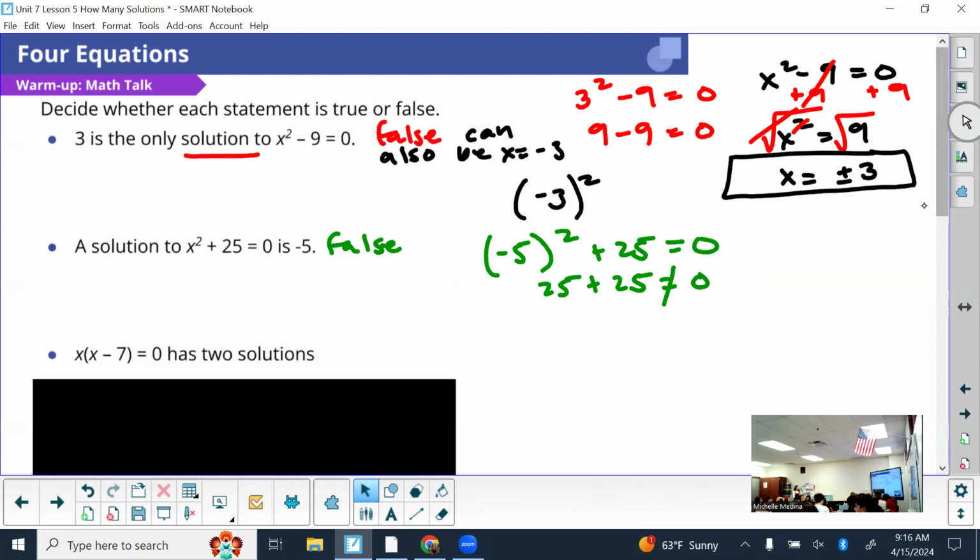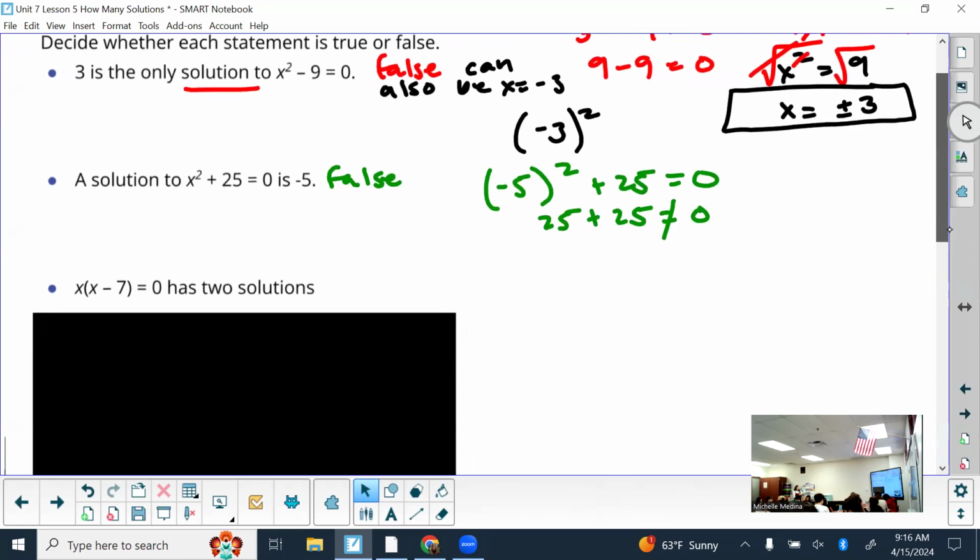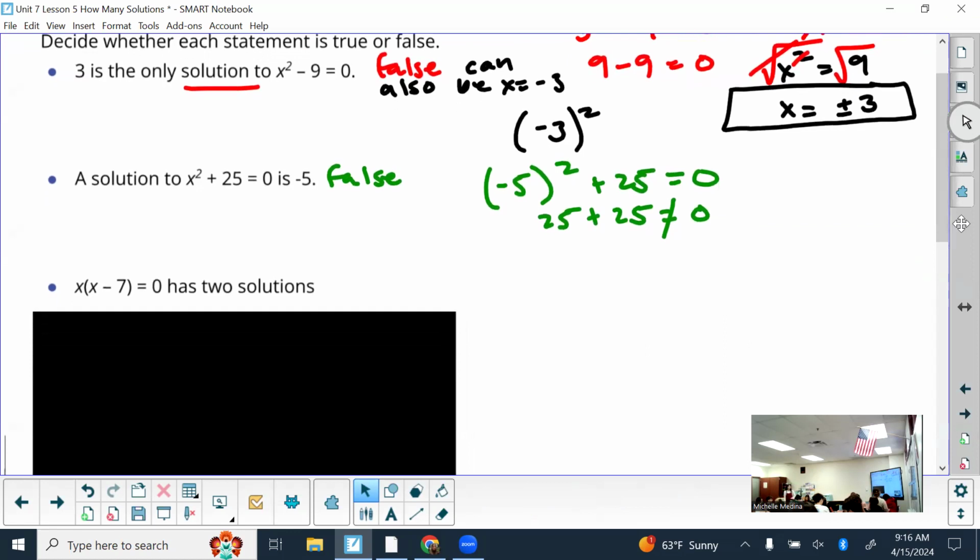Now make sure. Here's the next one. X times the difference of x and 7 equals 0 has two solutions. Put your thumb up when you know whether it's true or false. X times x minus 7, true or false?